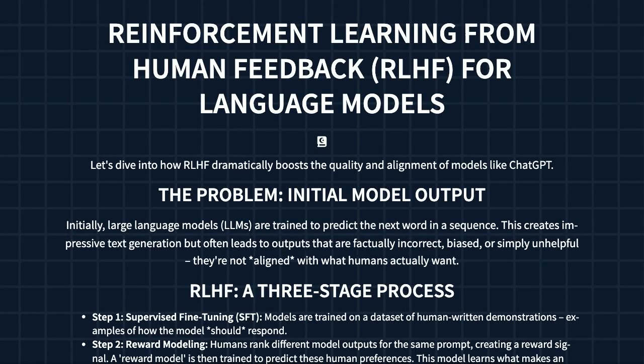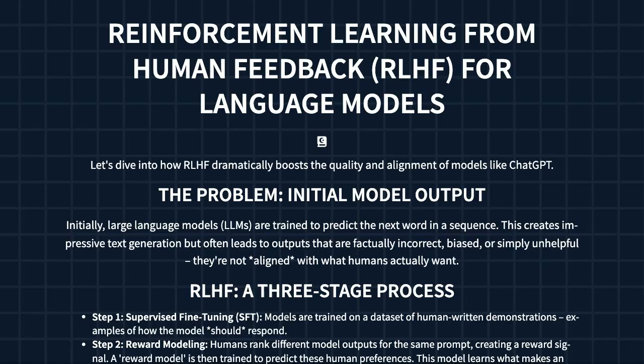Okay, so let's talk about how we actually make these massive language models like ChatGPT really good. Initially, they just predict the next word in a sentence, which is powerful, but can lead to some pretty weird or even wrong answers. The key is something called reinforcement learning from human feedback, or RLHF. It's a three-step process. First, we train the model on examples of what humans actually write and expect. Then, we get humans to rate different outputs, basically saying which ones are better.